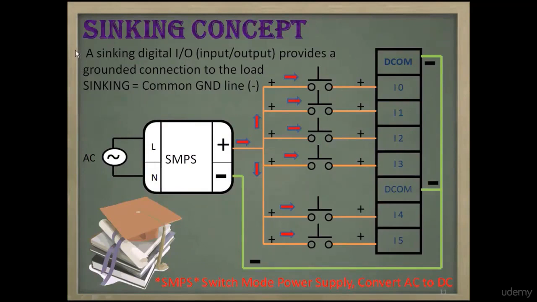Sinking and sourcing. These are the terms used to describe the control of direct current flow in a load. That is, the current flow relationship between input and output devices in a control system and the power supply.